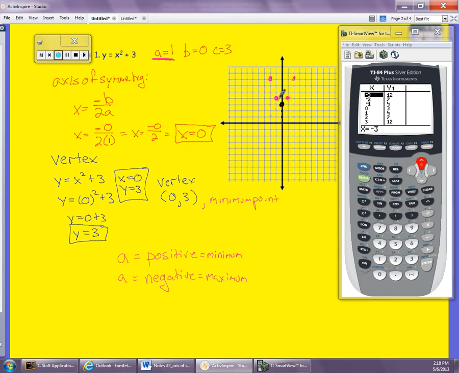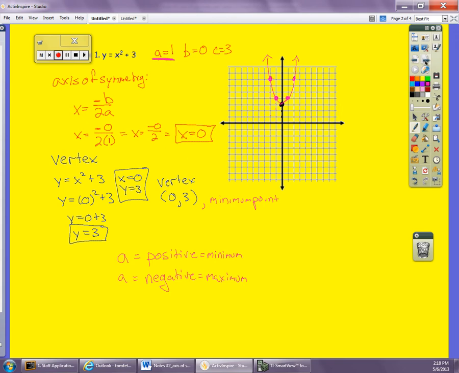And if you notice, these points match up to each other. And that gives us our U shape, and it's going up because a is positive, meaning that our vertex is a minimum. So our vertex (0, 3) is our minimum point. Since a is positive, our graph is going up.